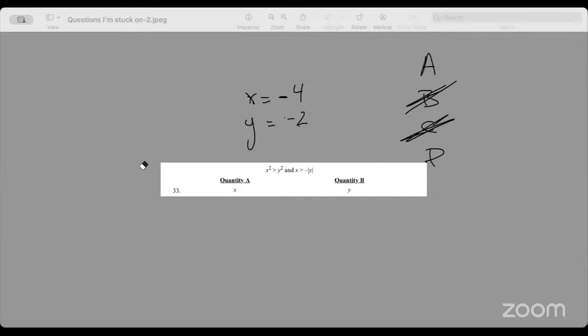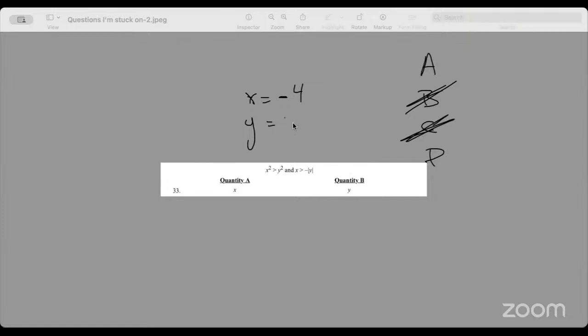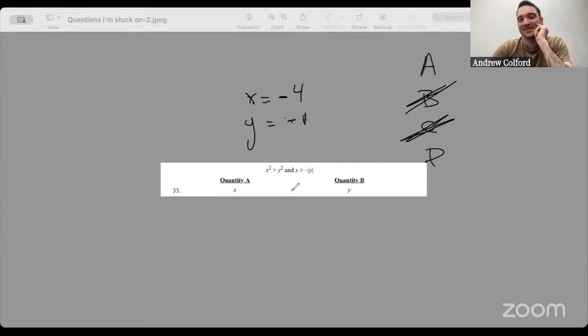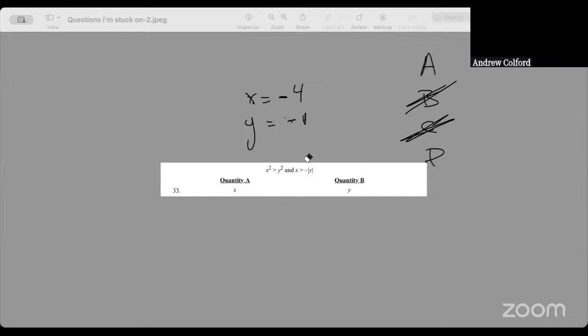What will change y? You could do -1. That's still a problem because -4 is not greater than -1. It would have to be a bigger number. Right.